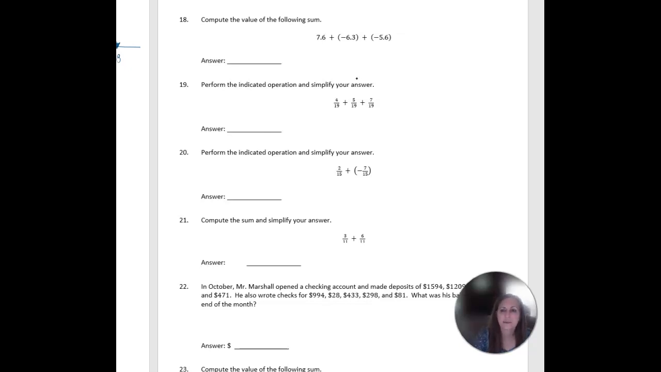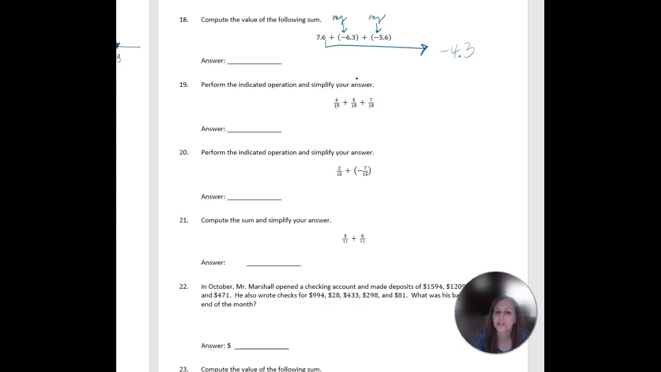All right, this is PEMDAS. We add and subtract from left to right. Now make sure that this is the negative button in the calculator. Do not put subtract. Well, okay, so if you want to type it in exactly as it is written, that's what you can do. 7.6 plus, okay, then you have to put a parentheses, and then negative 6.3, close your parentheses, plus, put a parentheses, negative 5.6, close your parentheses, and we get negative 4.3.